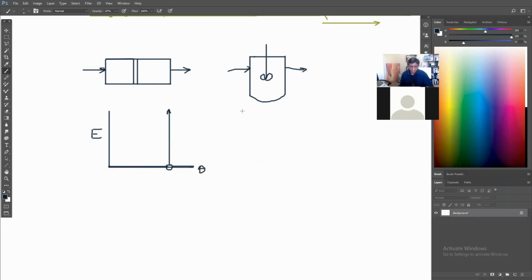And then in a CSTR, on the other hand, it's quite different. So for the CSTR, E of theta is an exponential die-off. So it's just something like that. Right, and of course it's decaying towards zero.